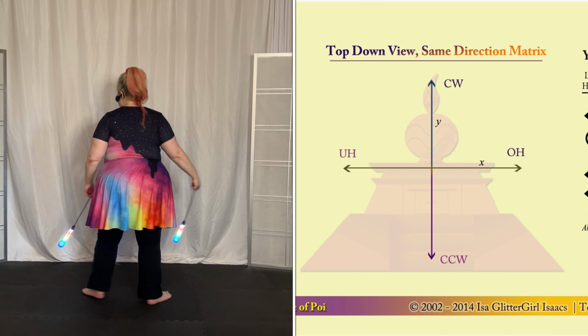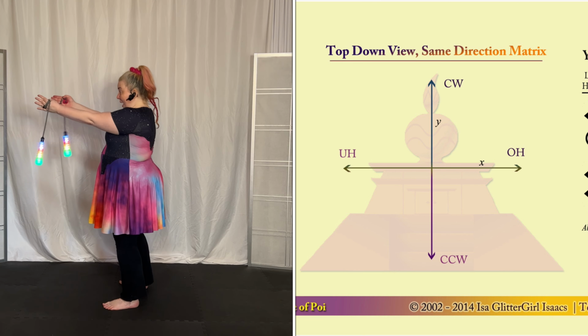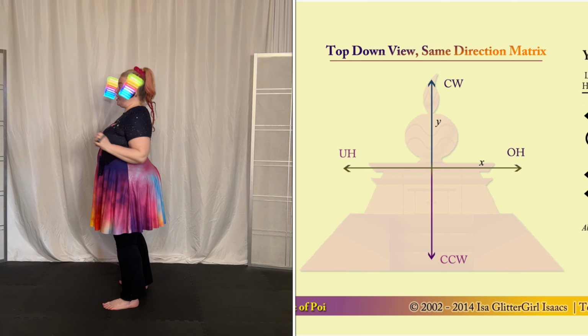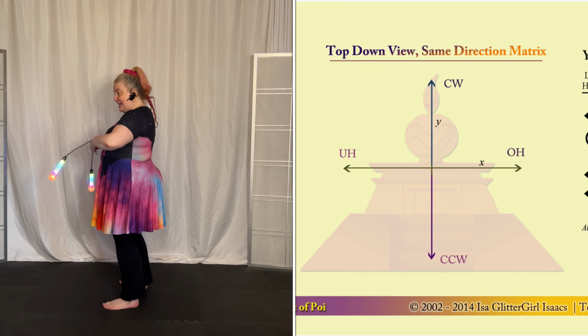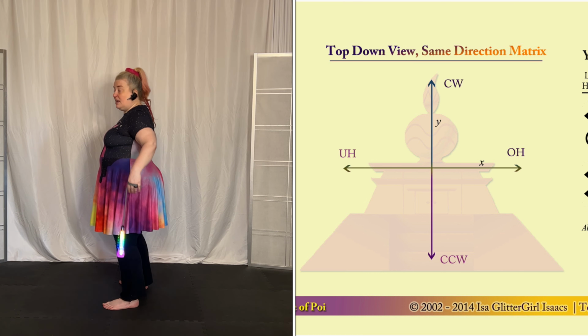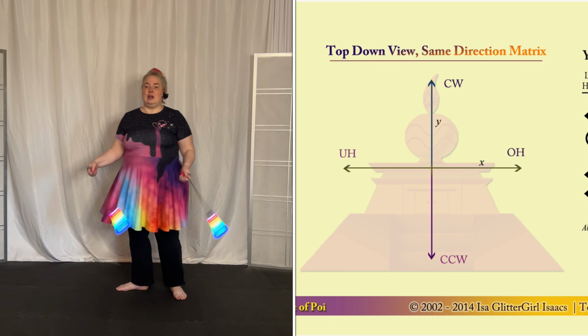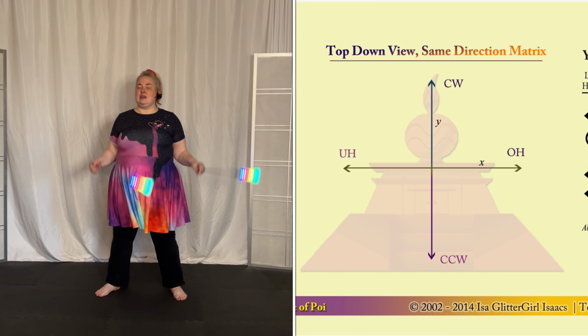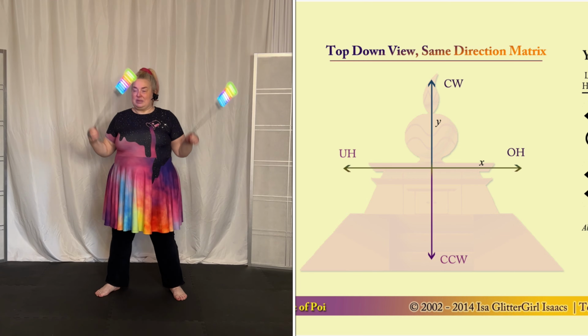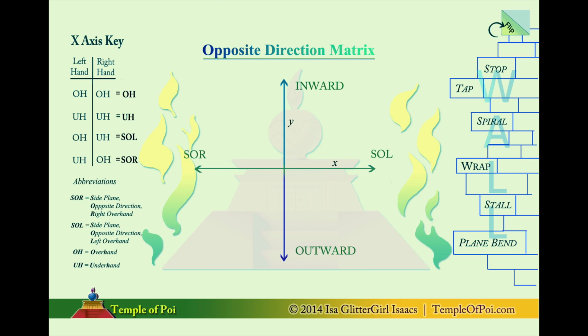If I turn another 90 degrees, I'm facing west. My poi will be in underhand, and my hip line is again the y-axis. And if I turn south, I will be in counterclockwise, and my hip line will again be the y-axis. So we have a similar matrix for opposite direction.